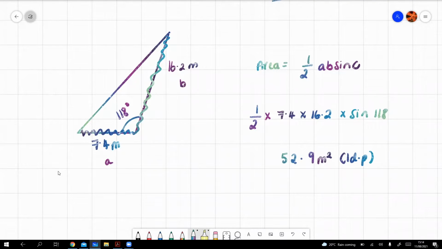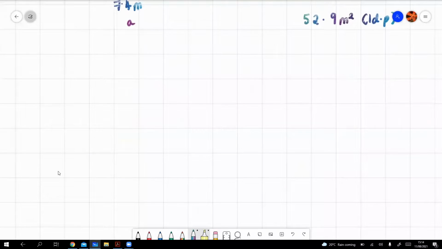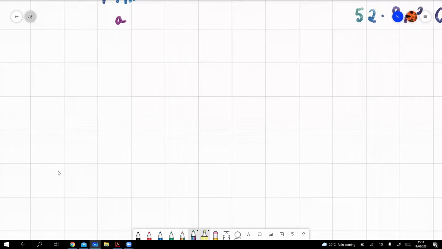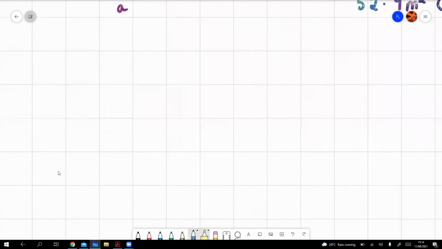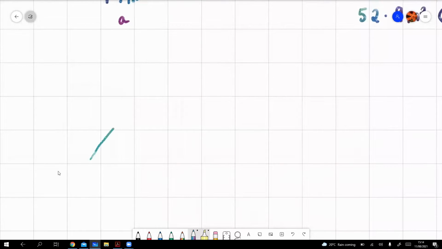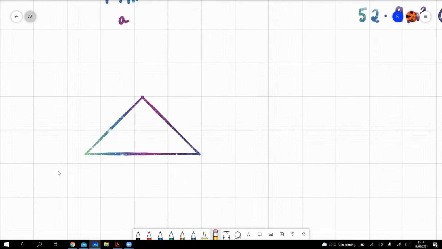Rightio. Let's have a look then at some other type of questions that you could be asked to answer in the exams. Okay, so that was straightforward, very simple. Let's have a look at something else then. I'm going to draw myself a triangle. Okay, I'm going to say that is 38 degrees.